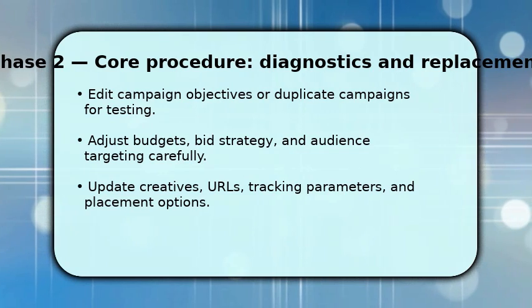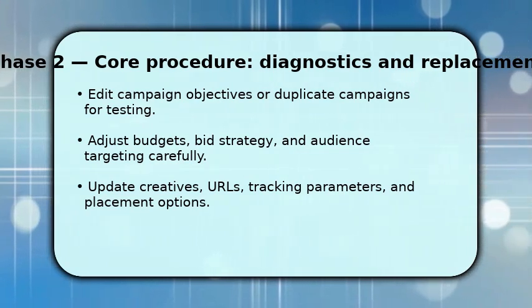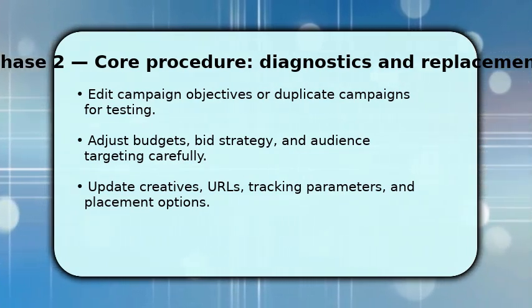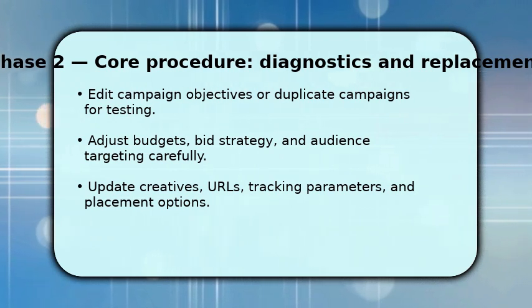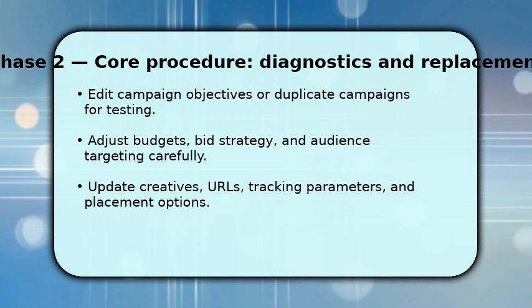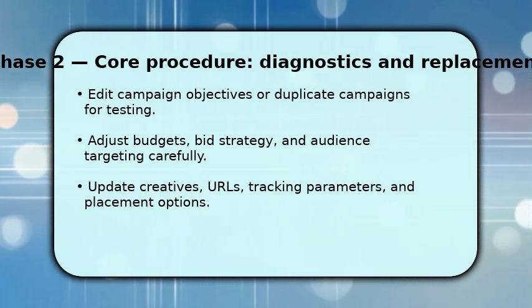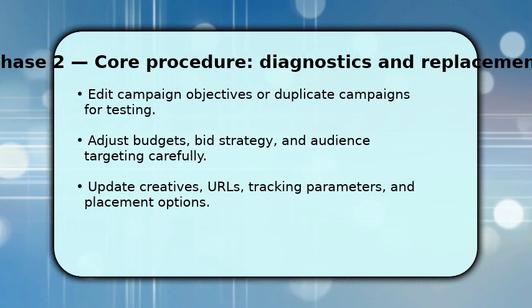Now you perform the core updates. Change the campaign objective only if the goal truly shifted, or duplicate the campaign to A/B test alternatives. Then modify budgets and bid strategy in increments so you can monitor performance. Sudden swings can hurt delivery.